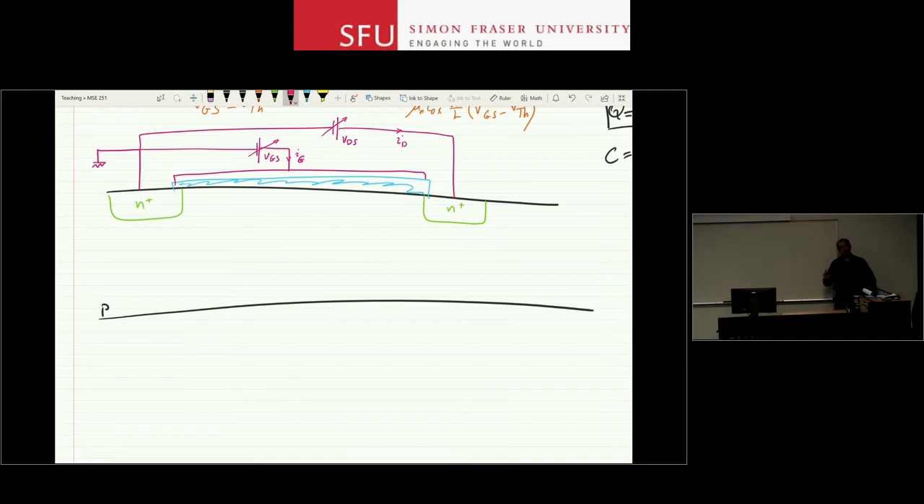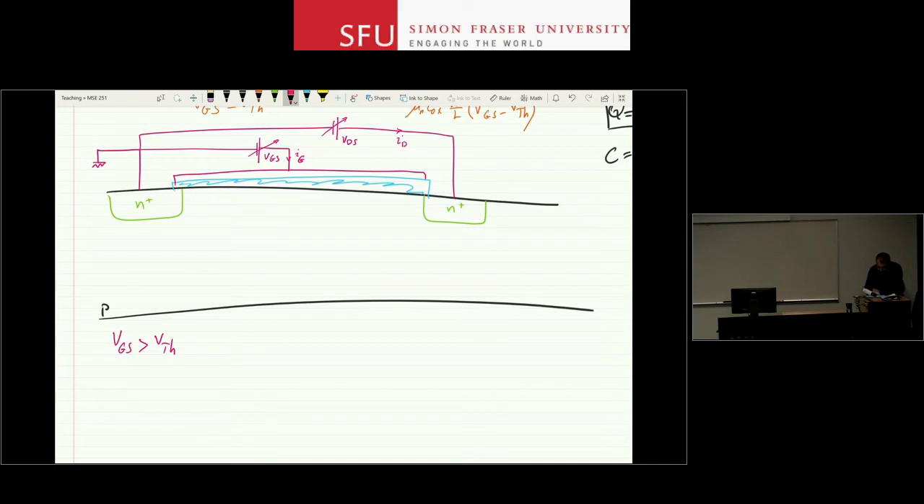But ID, we already saw, can be variable, right? We already had a variable resistor. Now, what I do is that I keep VGS to be larger than VTH. So I establish the channel between the drain and source. But then I start to add a little bit to the drain voltage, slowly over time.